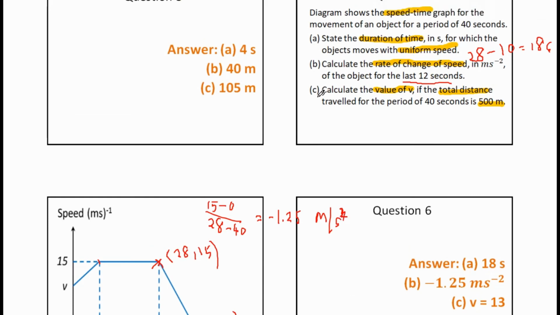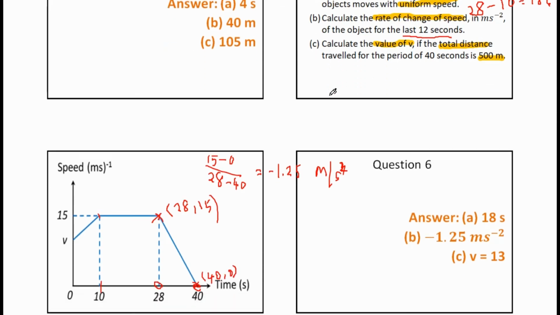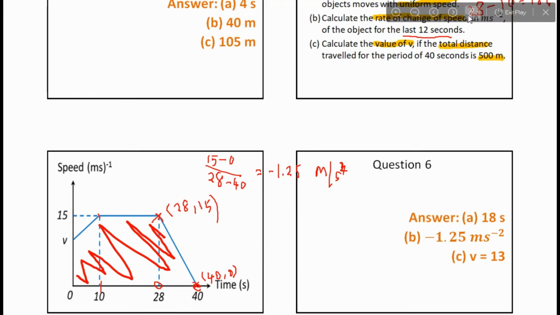C. Calculate the value of v if the total distance traveled for 40 seconds is 500 meters. Okay, so total distance for a speed against time graph is the area under the graph. So that means the area under the graph of this equals 500 meters. So we divide this graph into 3 parts. This is A, this is B, this is C.